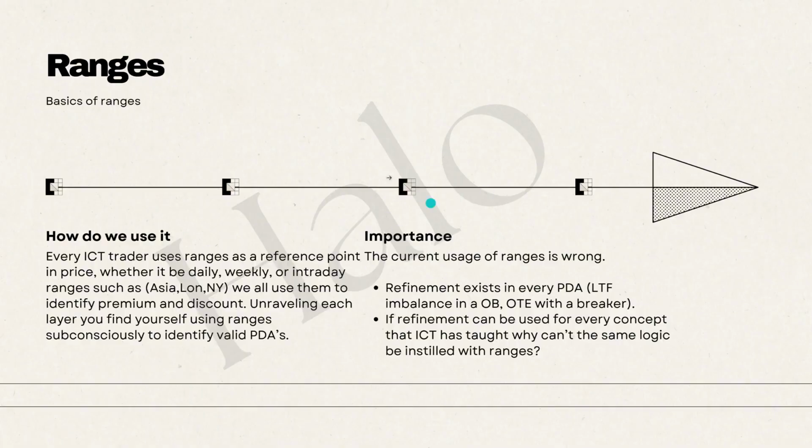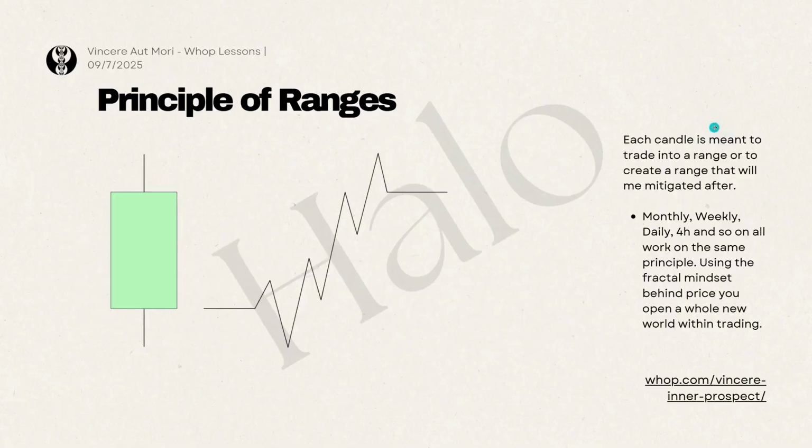So this is the basics of ranges, right? We're going to follow up with the next slide, which is the principles of it. This is not difficult for most of you to understand, because if you trade power of 3, this should be somewhat self-explanatory. This is just going to help you a lot to understand how price actually delivers, right?